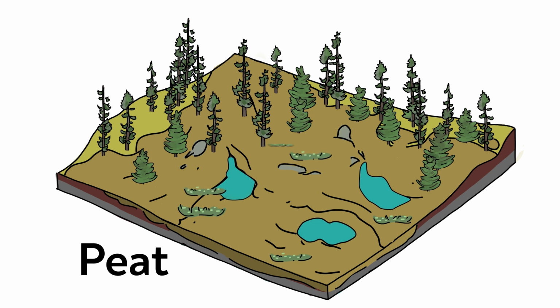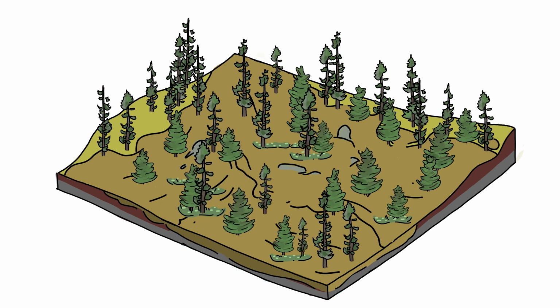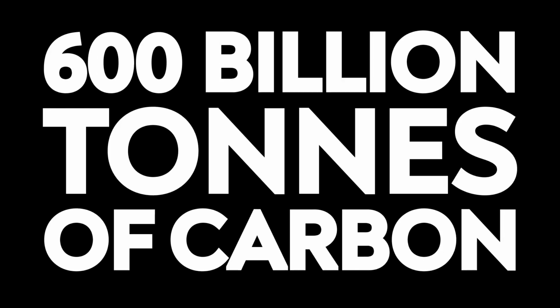These areas do not always look like your typical wetland. You might not always see standing water and cattails, but instead, black spruce and tamarack trees growing out of mounds of mosses. Globally, peatlands cover only 3% of the Earth's surface, but store over 30% of all land-based carbon. That's about 600 billion tons of carbon.